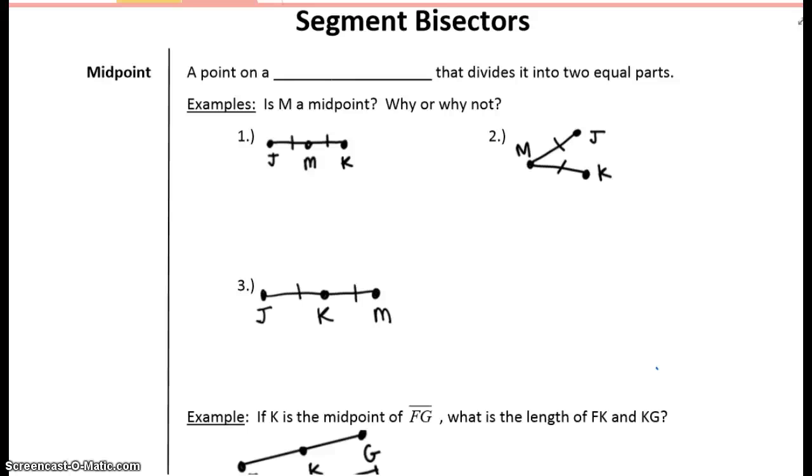Hi everyone, we're going to talk about segment bisectors today. We've already learned about segments and now we're going to talk about what happens if they're bisected.